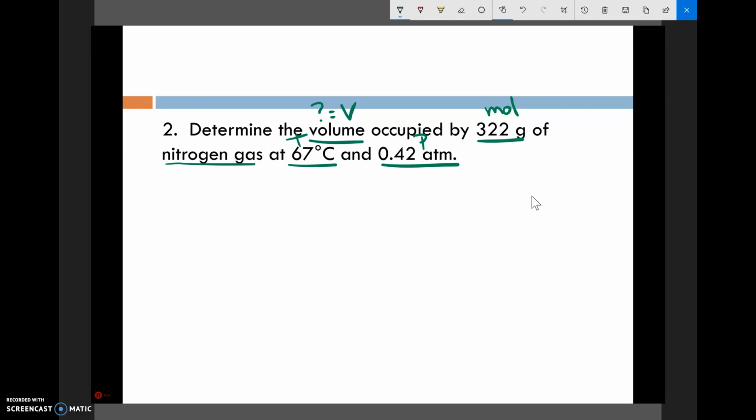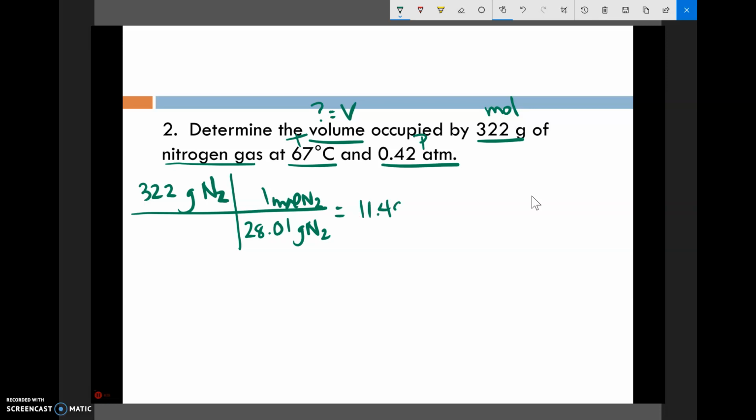So volume should end up being in liters. Our amount of substance has to be in moles, so we have to convert 322 grams of nitrogen. Remember, this is a Brinkelhoff. This is a mistake that is very commonly made. Don't forget that it's N2 because it's a diatomic. So 2 atoms of nitrogen is going to be 28.01 grams, and that's going to equal 1 mole of nitrogen, which gives 11.49 moles. So there's our value up here, 11.49 moles.